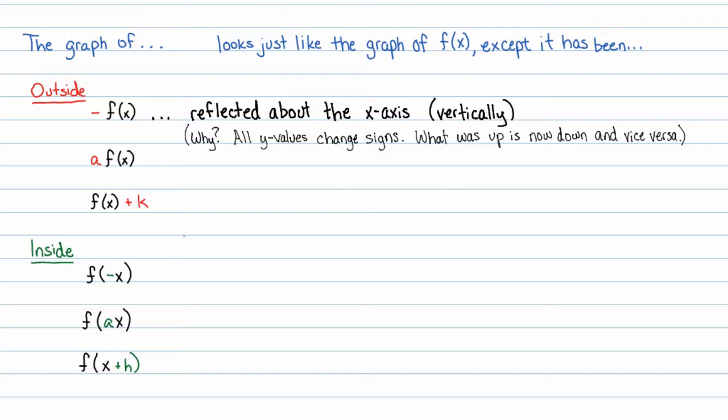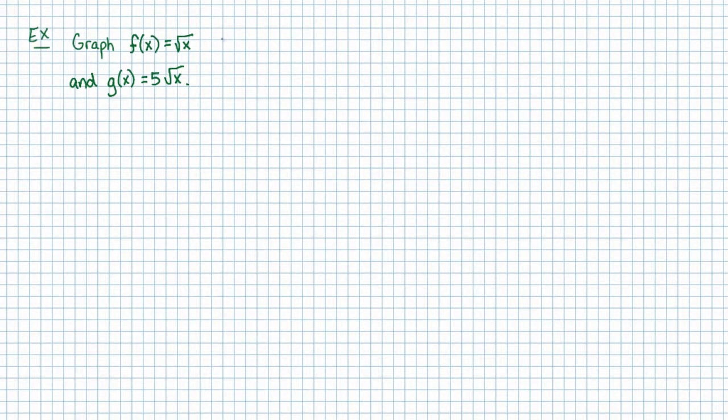Now let's go ahead and take a look at what happens when we multiply the outside of a function by some number. To demonstrate this idea, I'm going to take one of our base functions, f of x equals the square root of x, and I'm going to manipulate it. I'm just going to multiply it by 5. So I want to graph the square root of x, and also 5 times the square root of x just to see how they differ.